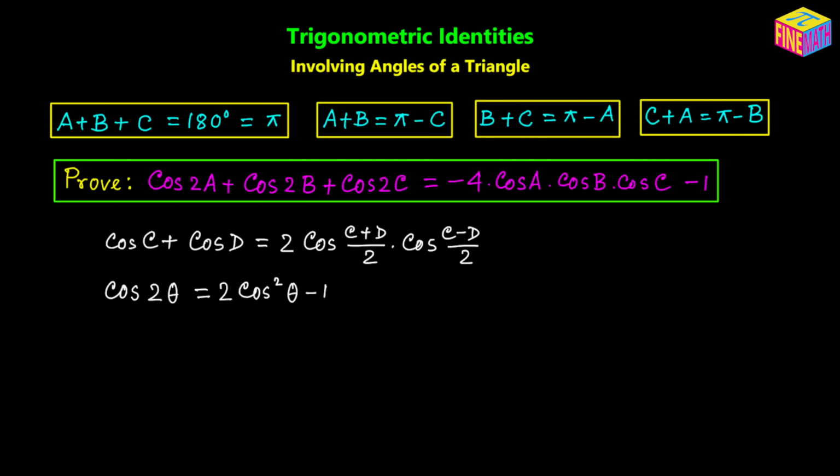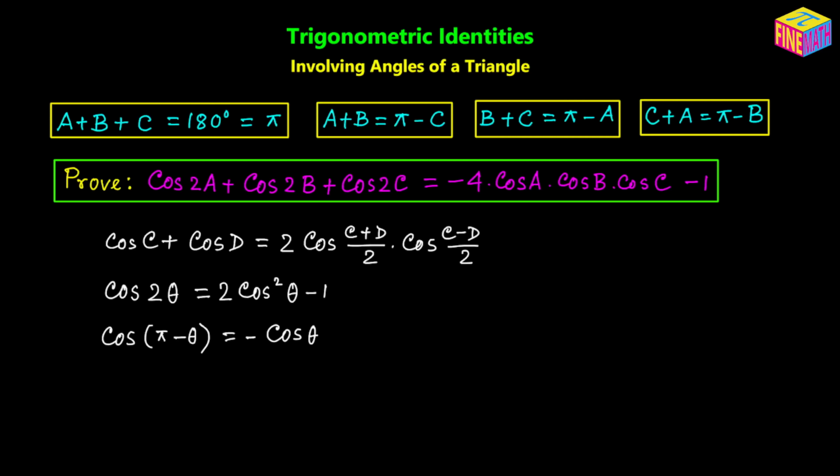And the next one that we are going to use is cosine of 2 theta is equal to 2 times cosine squared of theta minus 1. And there is another concept that we are also going to need, that is cosine of pi minus theta is equal to negative cosine of theta. And using these concepts, we are going to prove this trigonometric identity. So let's get started with the proof.